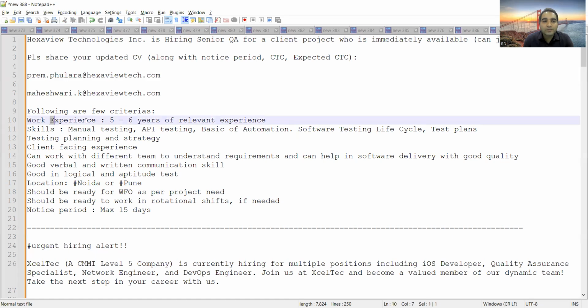Work experience required is 5 to 6 years. Skills: manual testing, API testing, automation, test planning, test strategy. Location is Noida or Pune. Should be ready for work from office as per project need, and should be ready to work in rotational shifts if needed. Notice period maximum 15 days.